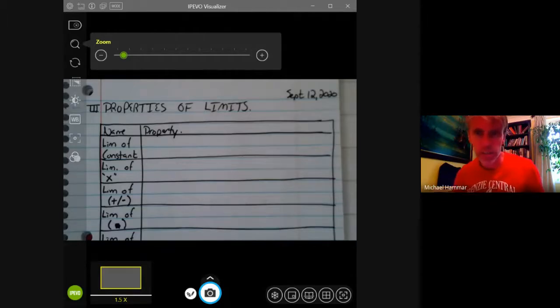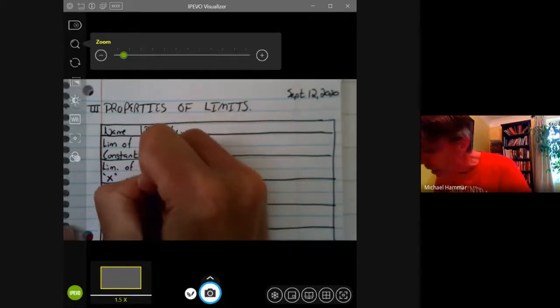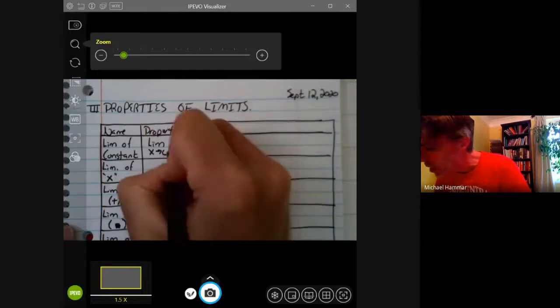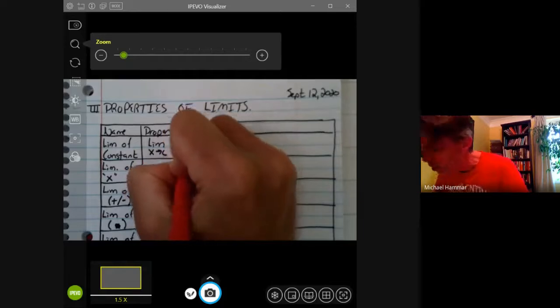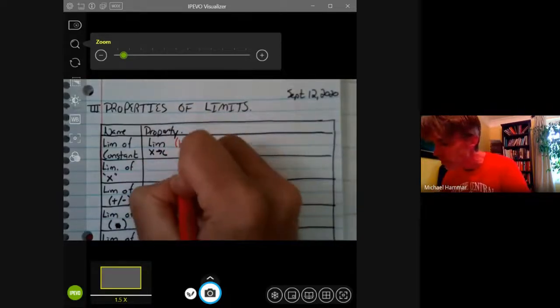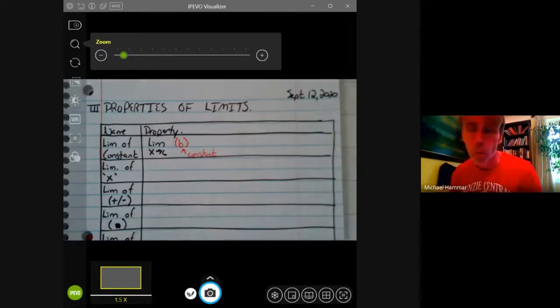The first one is, how do you find the limit of something that is a constant? When we're talking about that, we're trying to find the limit as x approaches c of some constant, and we're just going to call that constant b. It could be any constant. It could be 2, it could be 4, it could be -7. But you're trying to find the limit of a function that is a constant. So what is that exactly?